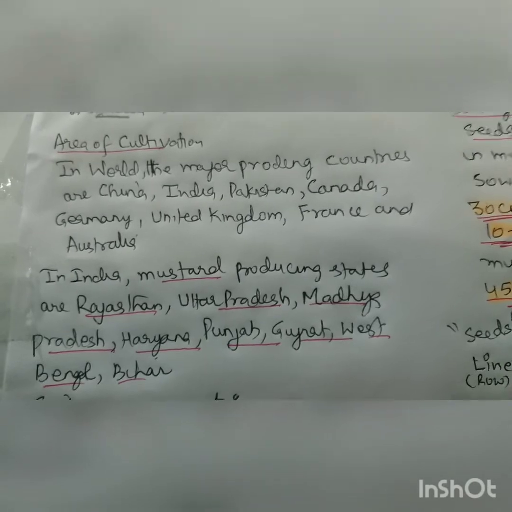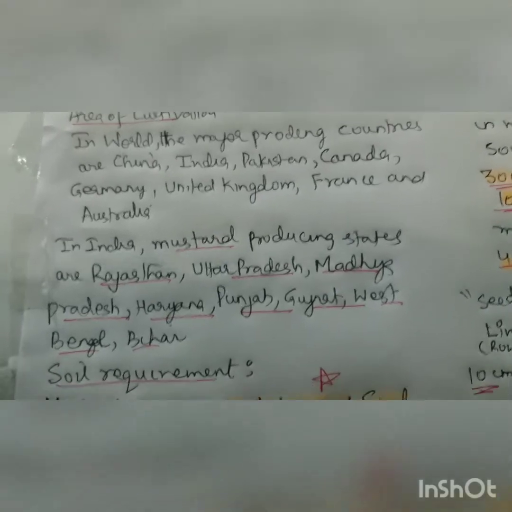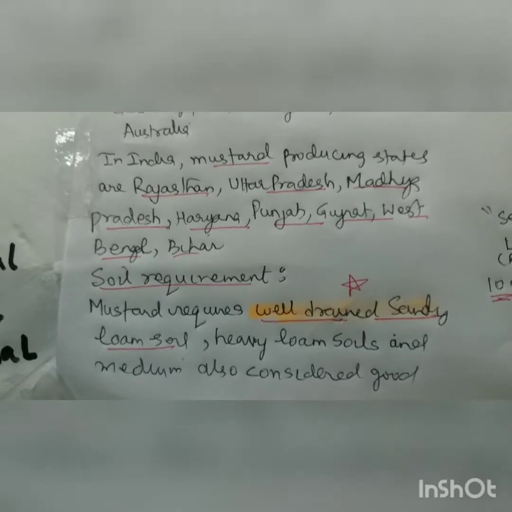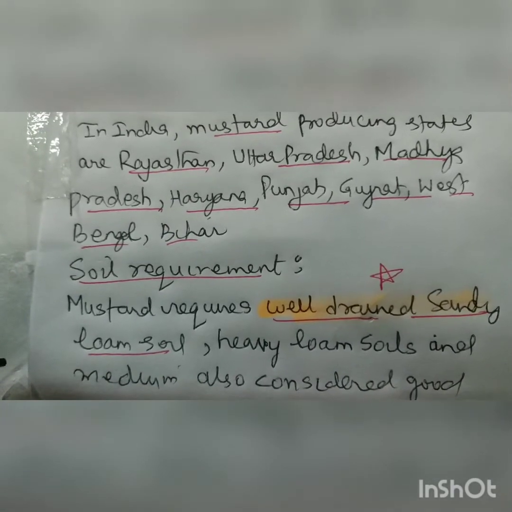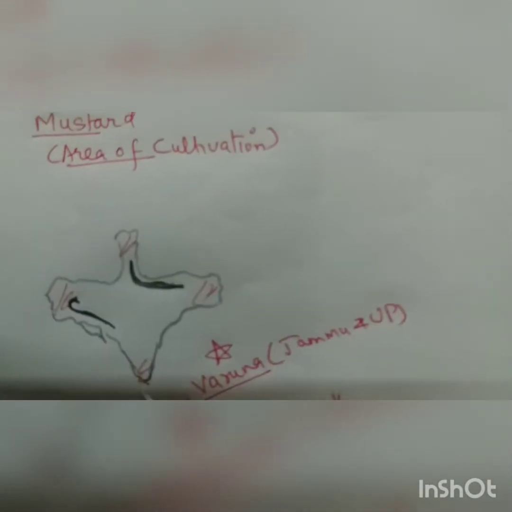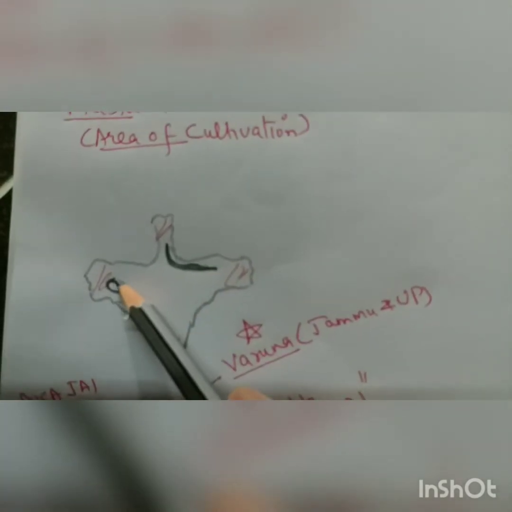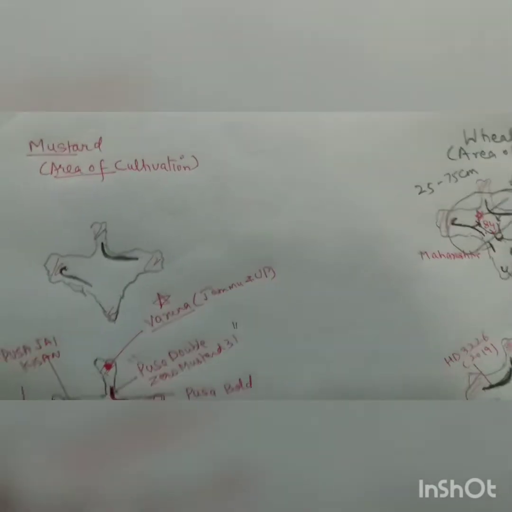In the area of cultivation in the world, the major producing countries are India, China, Pakistan, Canada, Germany, United Kingdom, France, and Australia. In India, the mustard producing states are Rajasthan, Uttar Pradesh, Madhya Pradesh, Haryana, Punjab, Gujarat, West Bengal, and Bihar. On the map it looks like this: Punjab, Haryana, Bihar, West Bengal, where the Ganga flows, and then Gujarat and Rajasthan. Then we come to the next part.